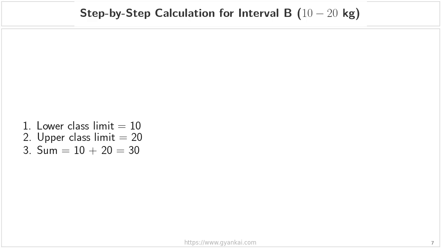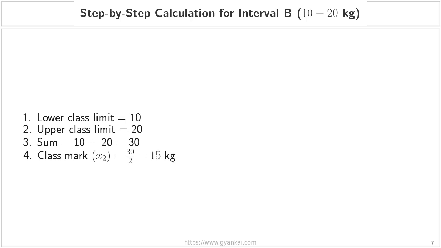Following the formula we learned earlier, we start by finding the sum of these two limits. So, 10 plus 20 gives us 30. Finally, to find the exact center, we divide that sum by 2. This gives us a class mark, which we denote as x sub 2, of 15 kilograms. You'll notice this follows the exact same pattern we used for interval A, and we will see this same process repeated one last time for interval C in the next slide.